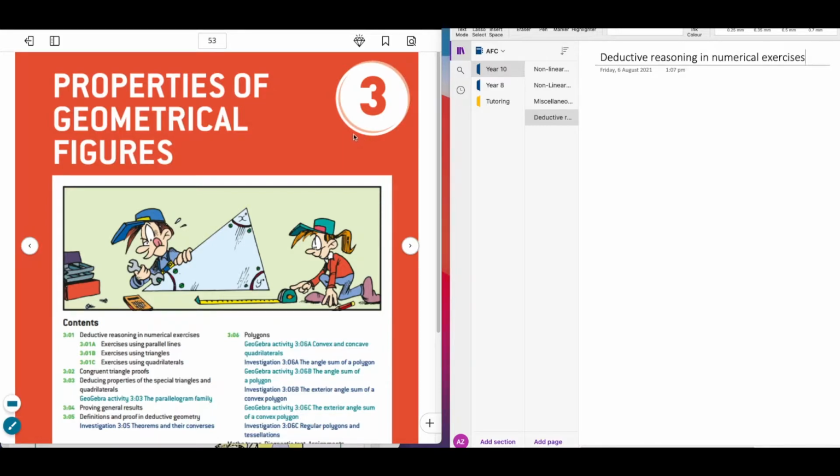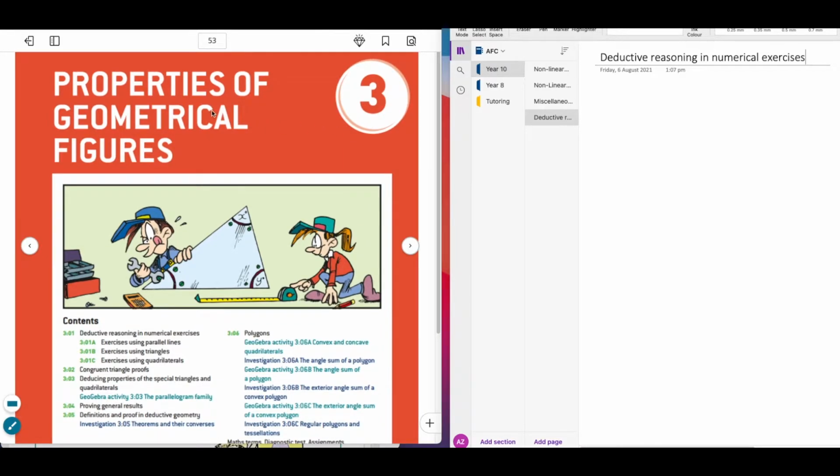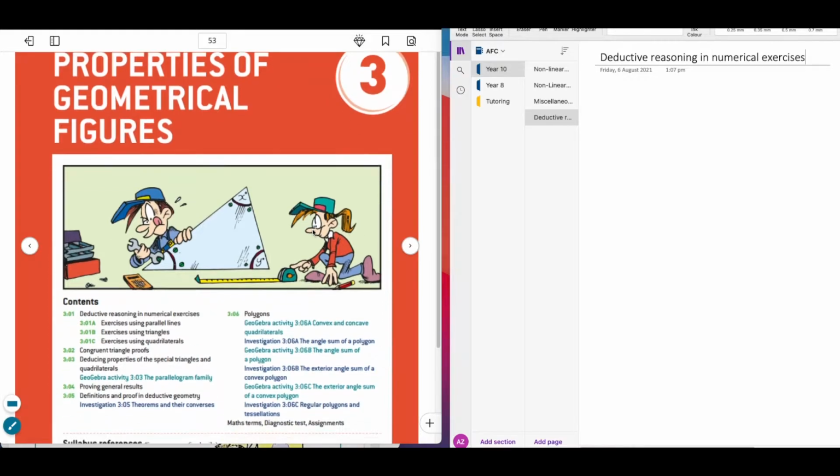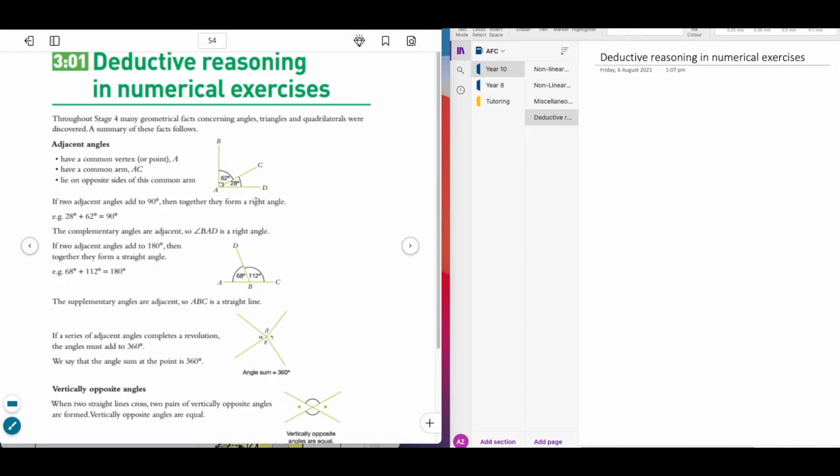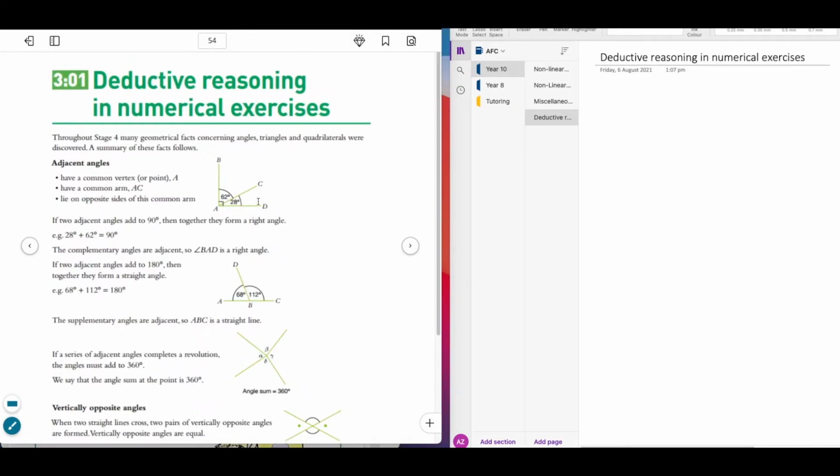Now we're going to go on to a new topic, and this is called properties of geometrical figures. In other words, plane geometry. So let's get started. Okay, so I'm just going to go through some quick properties of angles to start off, and I think some of you may already know this, but I'll just go through it anyway. So we're going to do 301, which is deductive reasoning in numerical exercises.